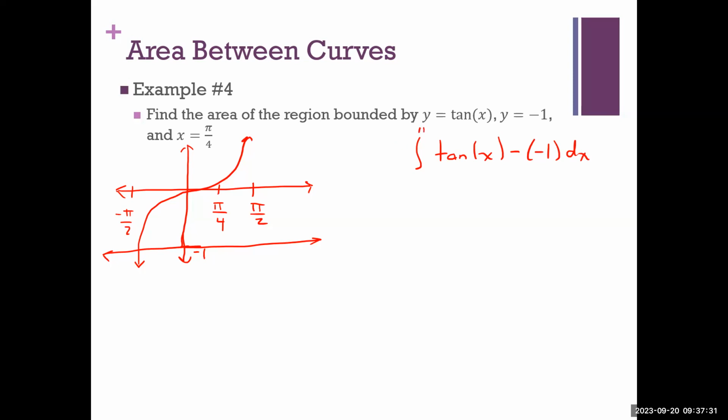Top bound is pi over 4. And then the inverse, negative. And then I want to know where those two meet, right? So that's going to be tangent of x equals -1, which means x equals the inverse tangent of -1, which is what? Negative pi over 4.